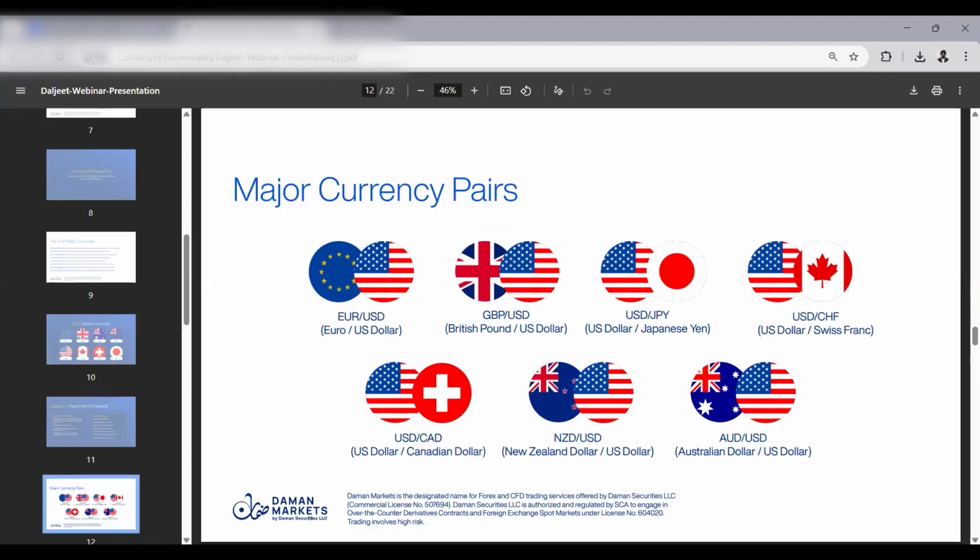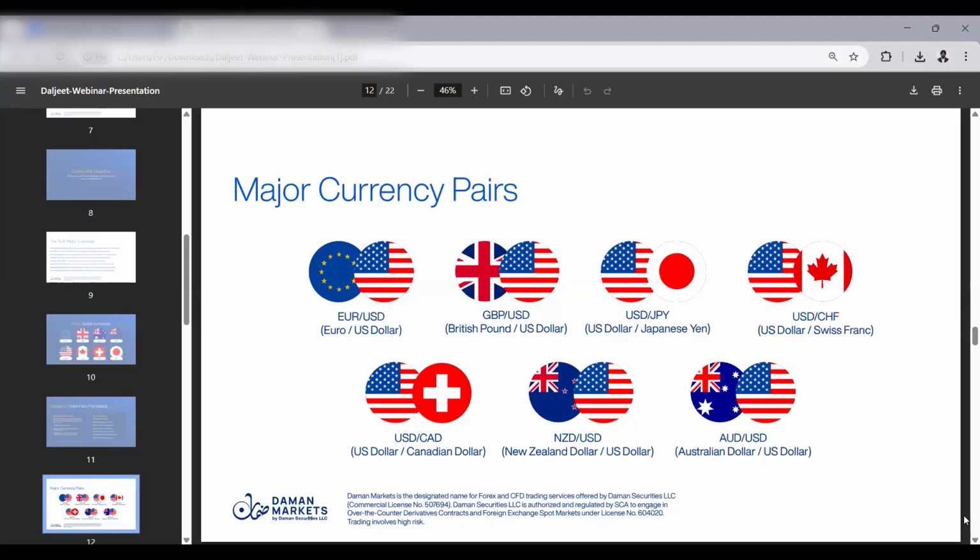Euro USD is the first pair. GBP USD is the second pair. USD JPY is the third pair. USD CHF is the fourth pair. USD CAD is the fifth pair. NZD USD is the sixth, and AUD USD is the seventh major currency pair. So these are 7 major currency pairs, which basically have a combination of all the major currencies with a common USD. The most common thing in all major currency pairs is USD.